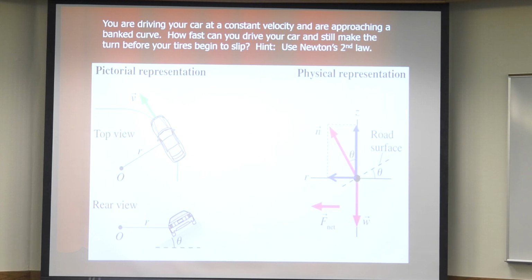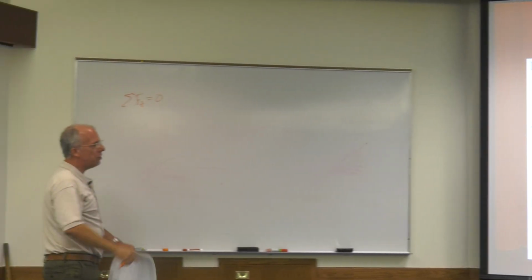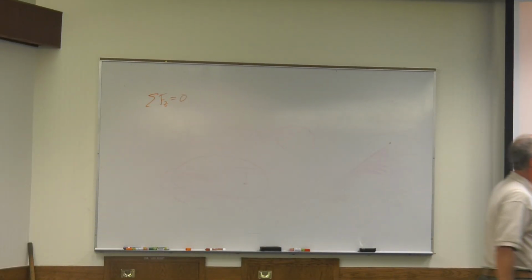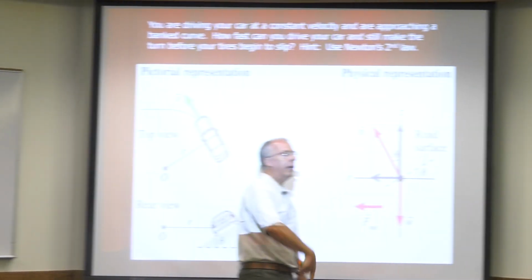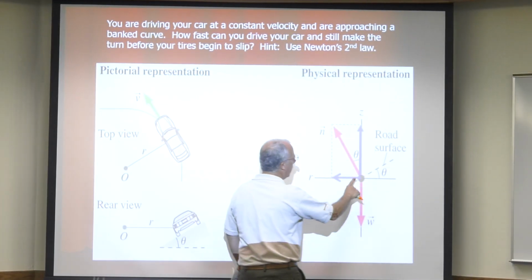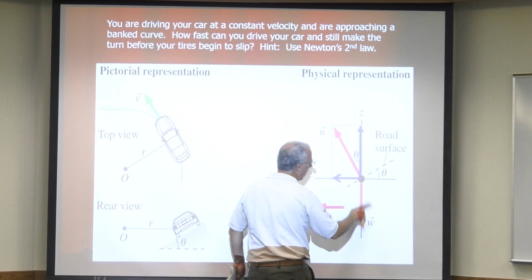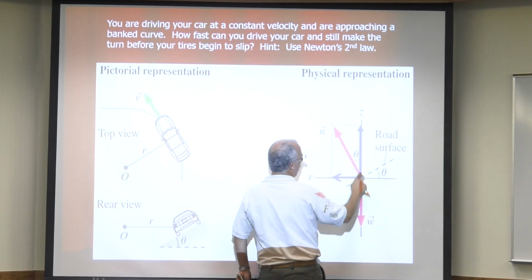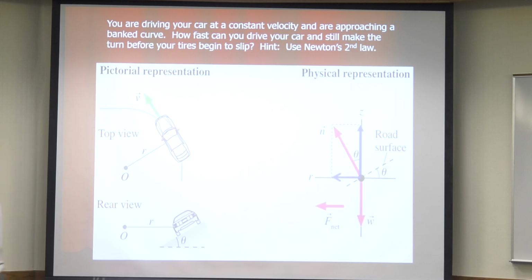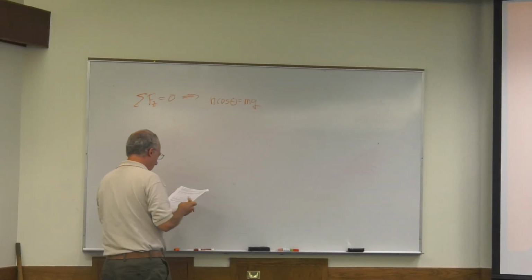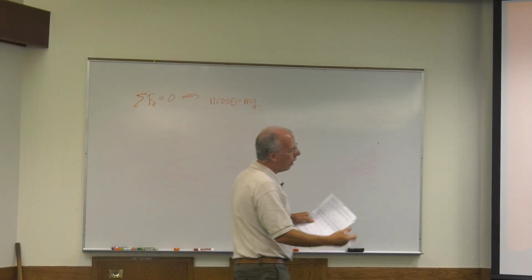It doesn't matter the order, so I've been doing the z first. Let me just do the z. The sum of the z forces is 0, agree? That means, because it's not accelerating up, this has to equal that. So this is n cosine theta. Sum of the z's equals 0, so n cos theta equals mg.